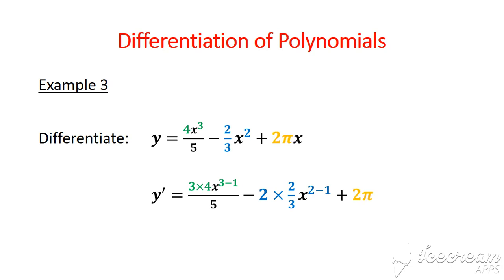And by that last term, remember 2 pi is just a number, and a number times x differentiates just to the number. So when we tidy everything up, we get 12x squared over 5 minus 4/3, since 2 times 2/3 is 4/3, times x to the power of 1 plus 2 pi, and we don't need the power of 1, so we'll leave that out.